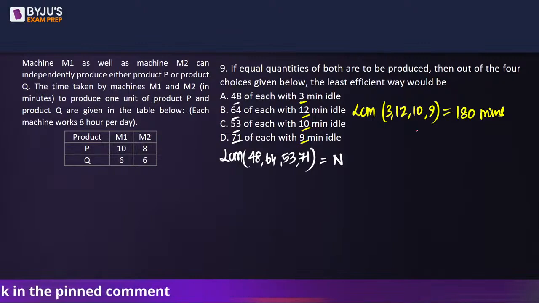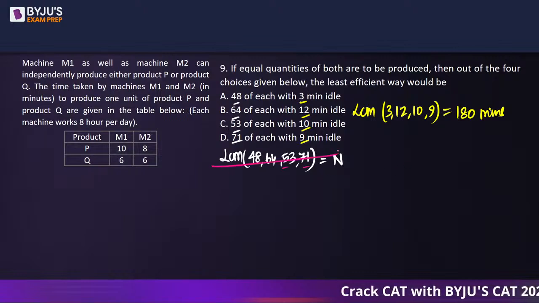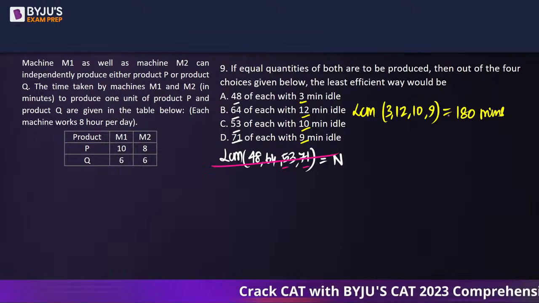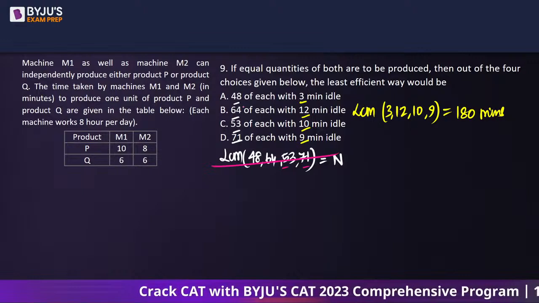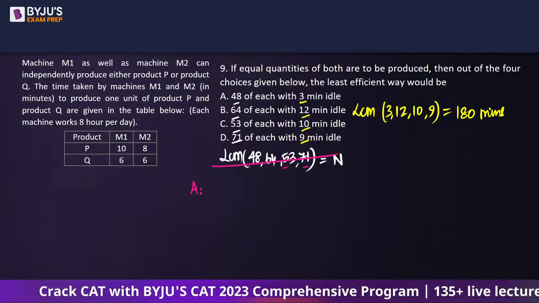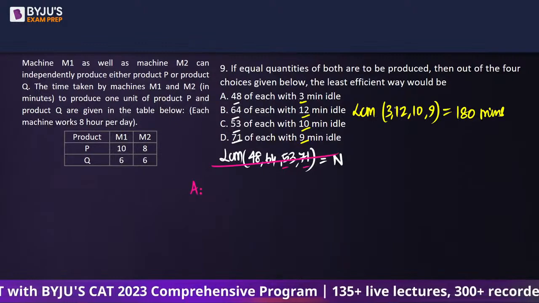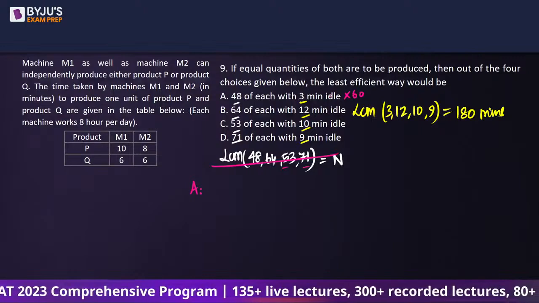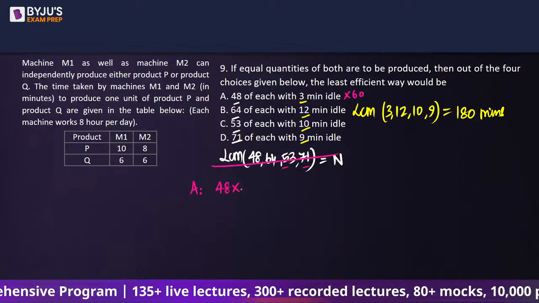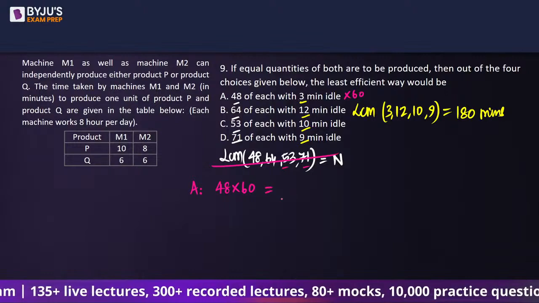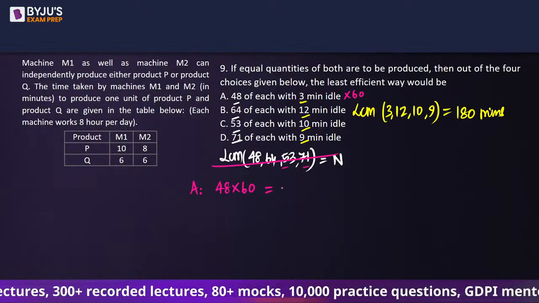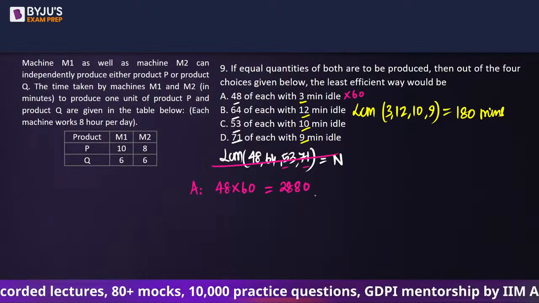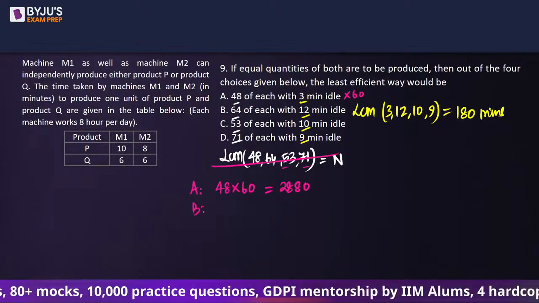Now look, either way we can solve it. Which one is easier? Well, this n is going to be a very difficult one because 53 and 71, they both are prime numbers, so we'll get huge value. So हम लोग इसका नहीं लेते हैं, अपन इसको ले लेते हैं. So 180 minutes is the total time. So looking at option A, can we say this is 60 times? 3 into 60 is 180. So we will have 48 into 60 units produced, which is going to give us 2880 units.